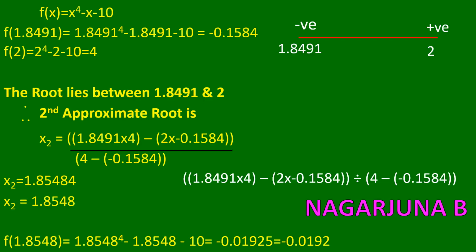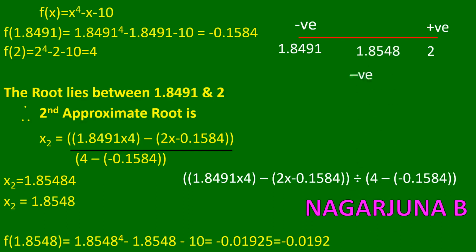If it is even, you should alter. Since it is a 2, which is even, you should not alter. For that purpose the answer will be minus 0.0192. So you have found a new root between 1.8491 and 2, and that new root is 1.8548.